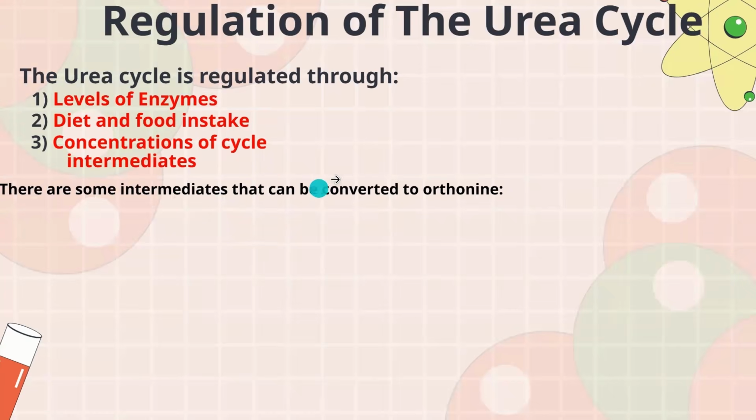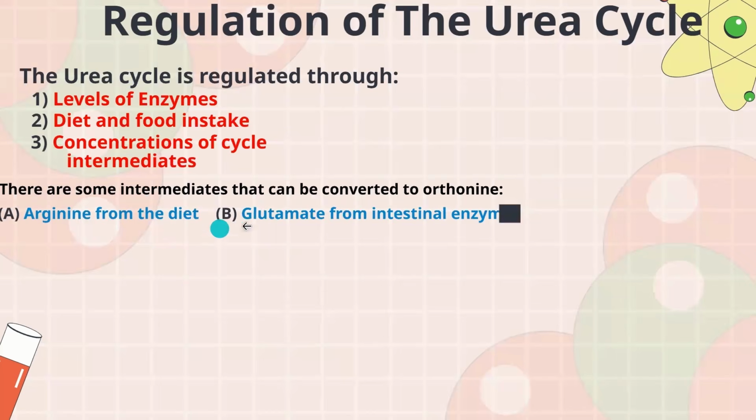And there are some intermediates that can be converted to ornithine, sorry. And this is going to become arginine from our diet, okay? And glutamate from intestinal enzymes. Just remember, intermediates that can be converted to ornithine immediately, right? So we can continue. It's basically arginine from diet. If we have a high arginine diet, we're going to have a higher ornithine concentration. It's going to make more of the urea cycle. And then here, glutamate from intestinal enzymes.